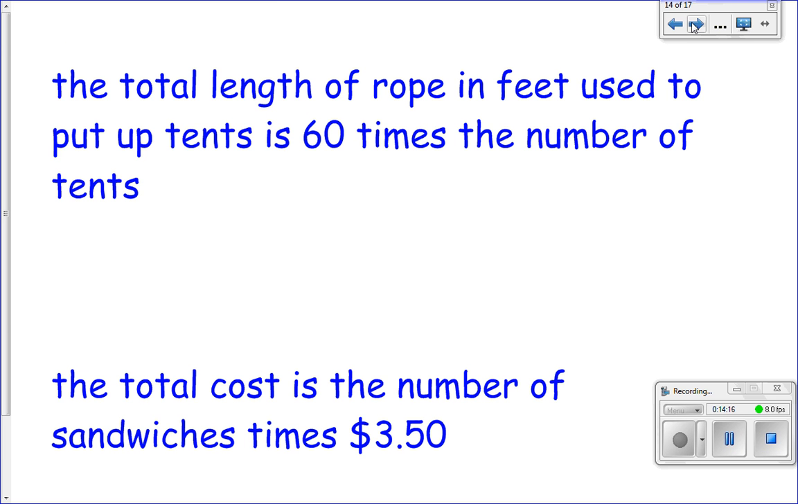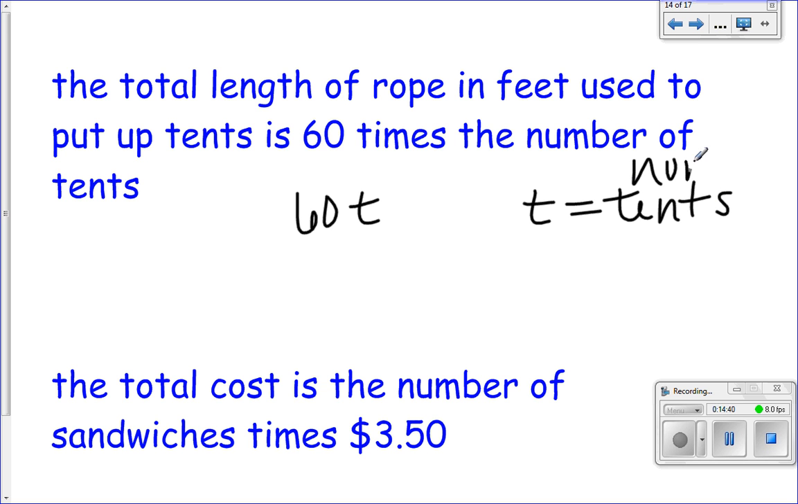So this one says the total length of a rope in feet used to put up tents is 60 times the number of tents. So I have to ask myself, do I know how many tents there are? No. So I would just use 60 times the number of tents, which we don't know. So n is the number of tents. So I define my variable.